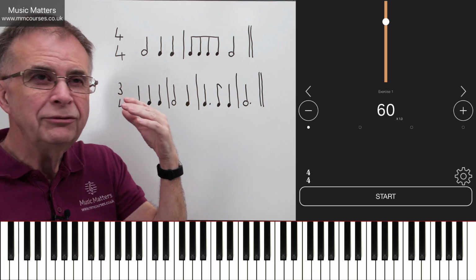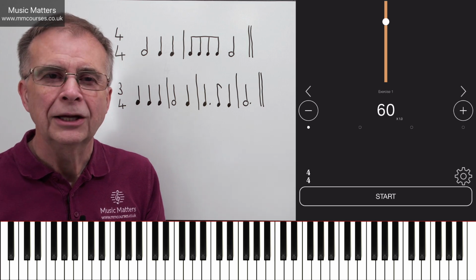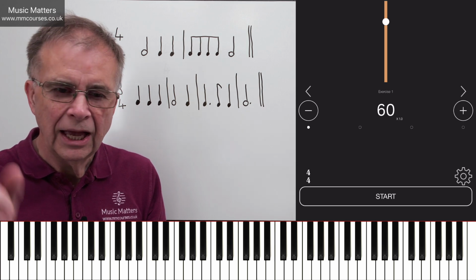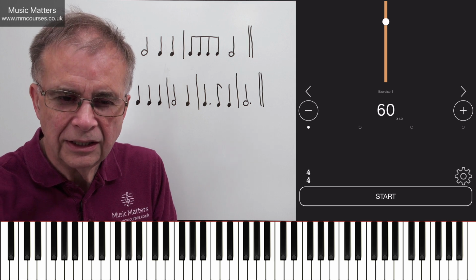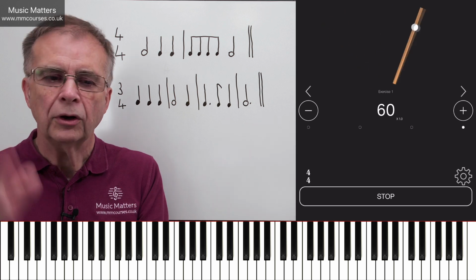And as you're doing this, again, if you can kind of picture them in your mind, that helps to make the link with the written notation. Okay, let's have a bar for nothing. Here we go. 3, 4.